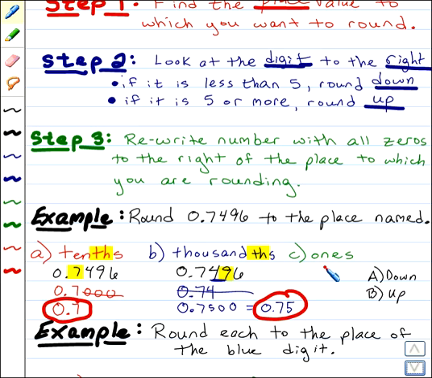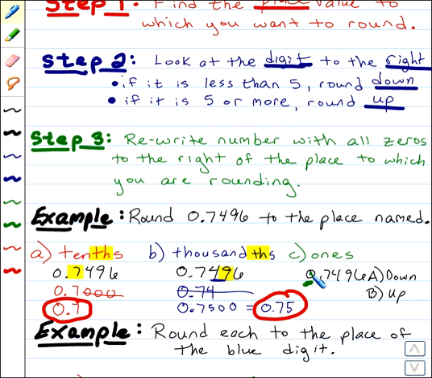Now, let's look at C. We want to round that number to the ones place. Where's the ones place? Let's rewrite the number. The ones place is right here. So, am I going to round down or up? Select A for down or B for up. You got it. Since 7 is greater than 5, we're going to round up.